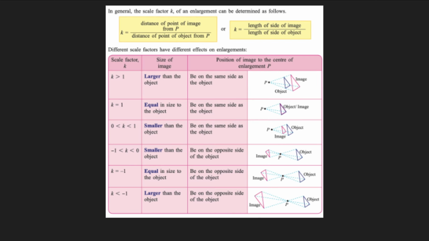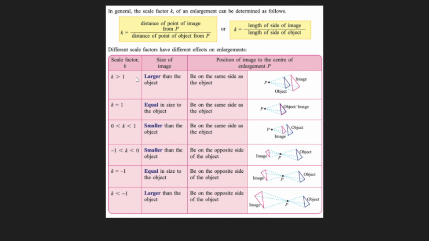This is the notes for enlargement. So K is equal to the distance of the point of the image from P divided by the distance of the point of the object from P, or K is equal to the length of side of image divided by the length of side of object.